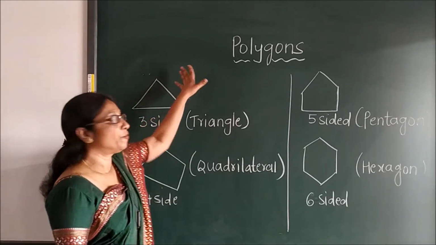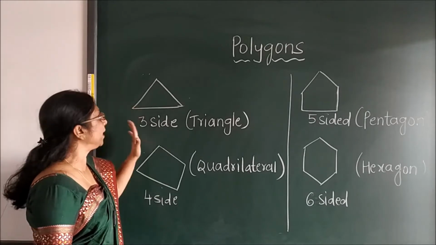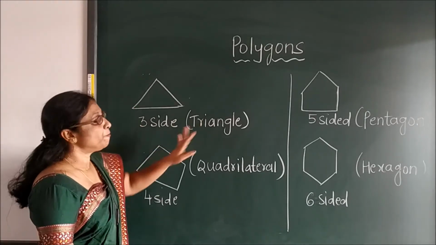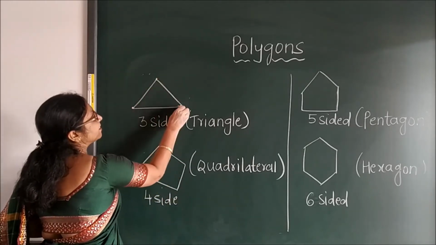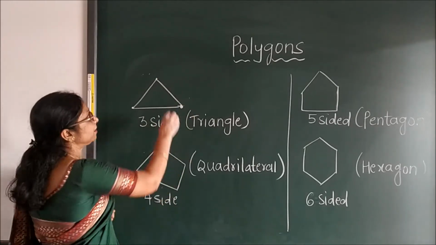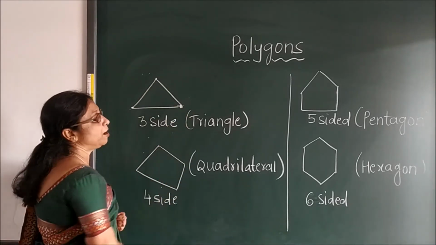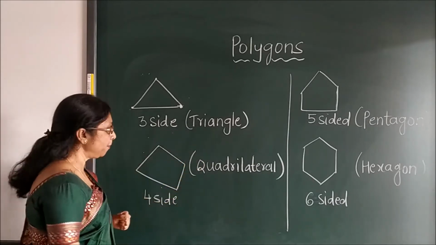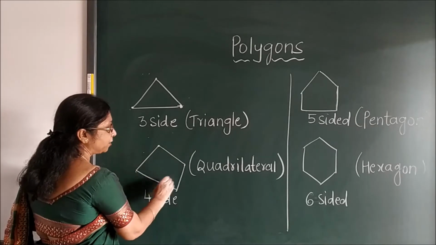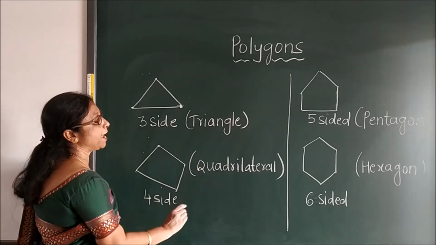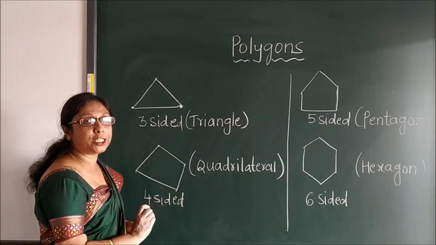Here, children, I have drawn different types of polygons. According to the basis of their sides, they have been classified. Here you can see there are 3 sides and 3 vertices. Isn't it? 3 corners, 3 vertices and 3 sides. A 3-sided figure we call a triangle. Clear? Now here you can see there are 4 sides. A 4-sided figure is called a quadrilateral.